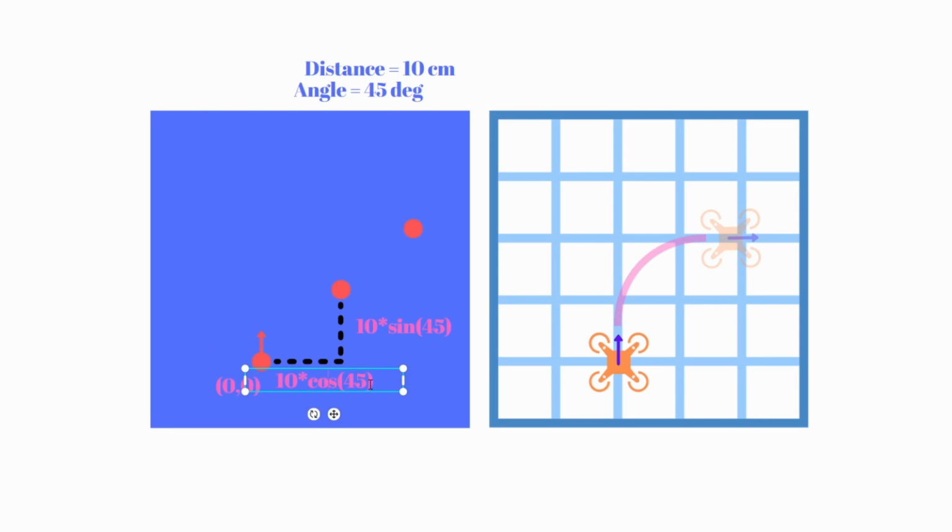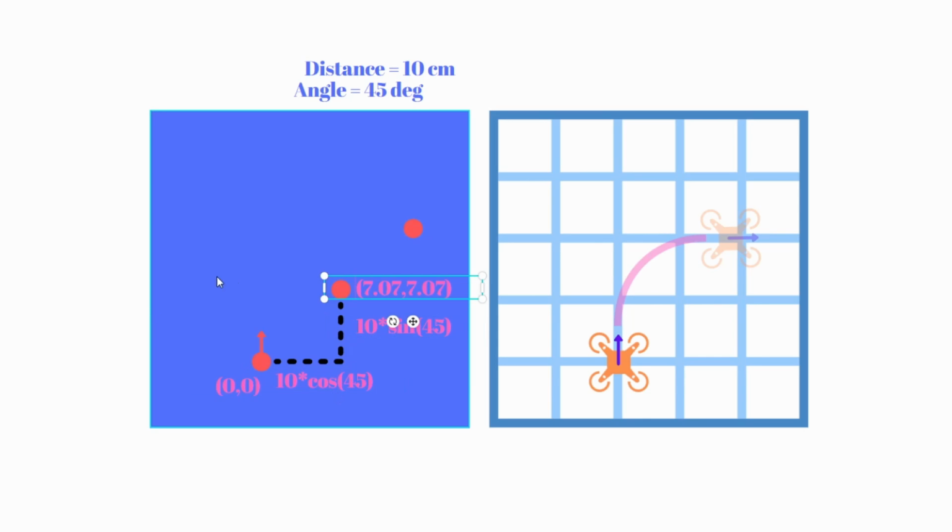So the answer of this is about 7, and the answer of this is also about 7. So this point here will be 7 and 7. If we just copy this, we can write here that this is 7.07 and 7.07. So after 1 second, this will be our coordinate. So we can place this dot in our actual diagram.